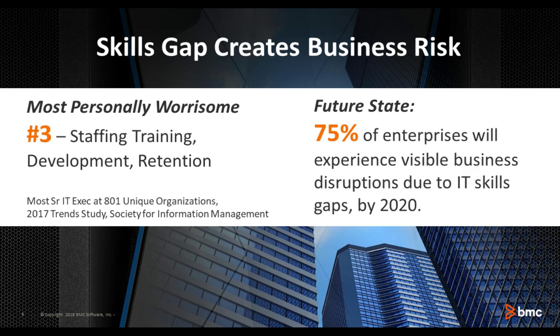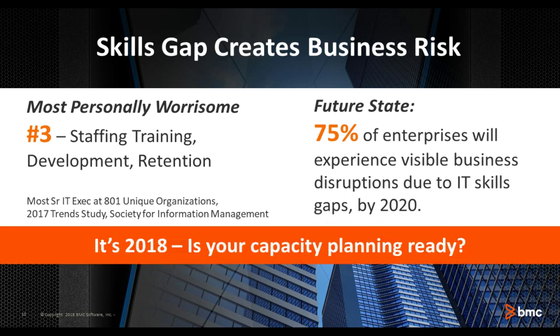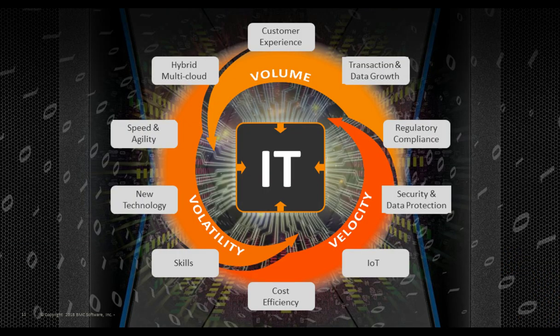We also have information from an analyst who said that 75% of enterprises will experience a visible business disruption due to IT skills gaps by 2020. That's 18 months away. So we have to ask the question, if this is 2018 and there's a potential event on the horizon, is your capacity planning ready? And that's kind of the focus we want to talk about.